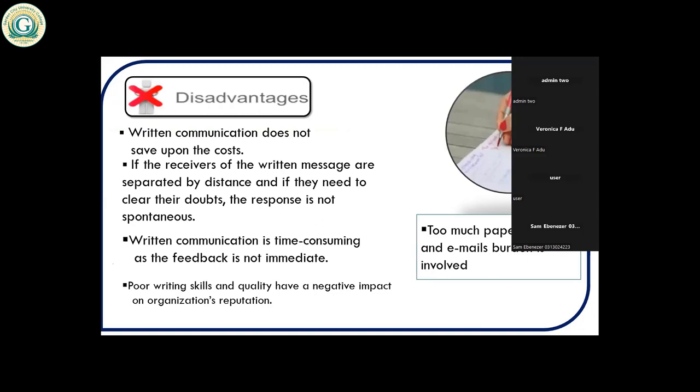And its disadvantages. Too much paperwork and email burden is involved. Then written communication does not save cost if the receivers of the message are separated by distance, and if they need to clear their doubts, the response is not spontaneous. It will take some more time. Written communication is time consuming as the feedback is not immediate.